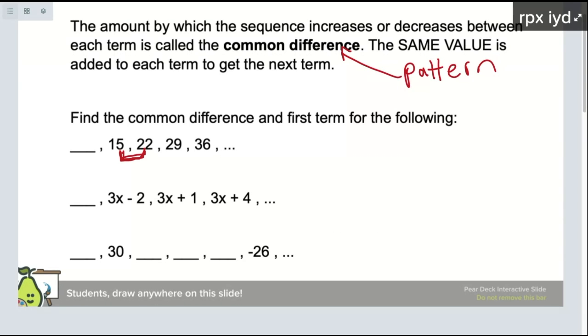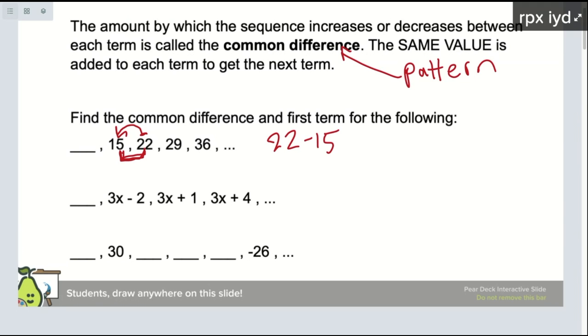The way we find that pattern is what I know some of you did in the previous warm-up: you'll say, oh, I'll take these two and I'll just subtract. That's why it's called a common difference. I take one term and subtract the one right before it. So I'll say 22 minus 15. That gives me 15, 16, 17, 18, 19, 20, 21, 22.